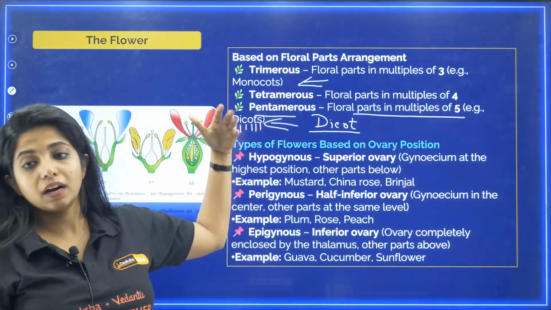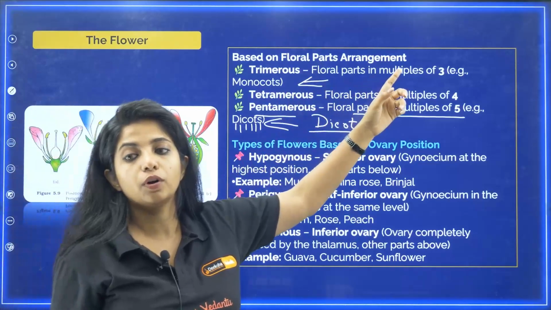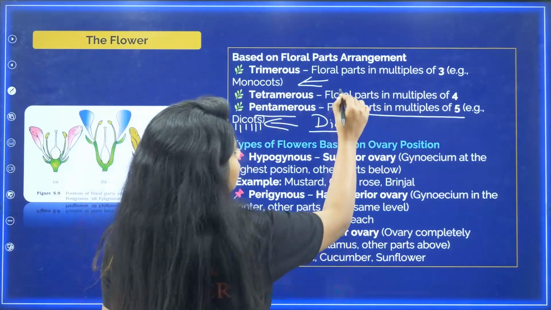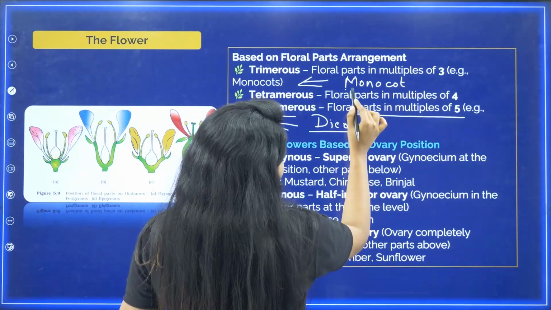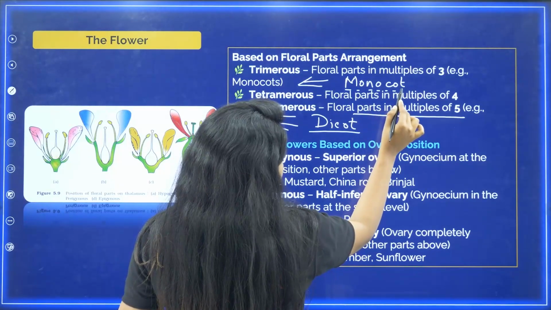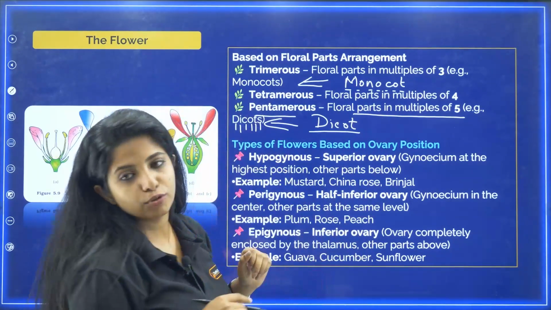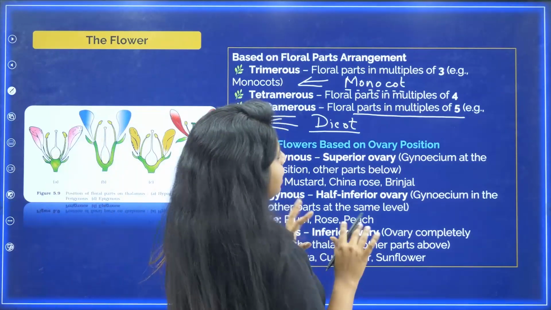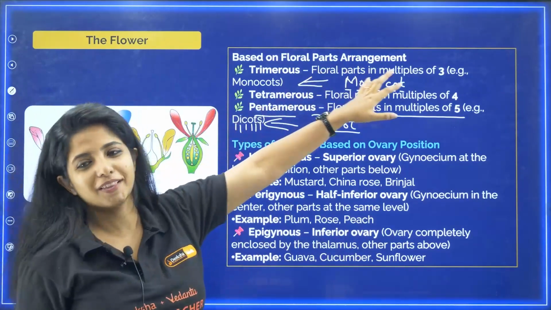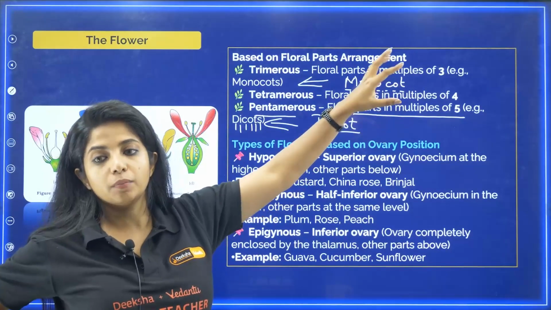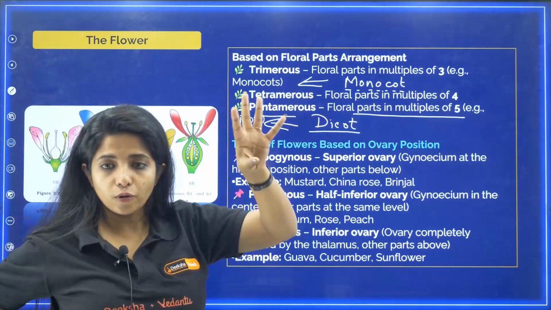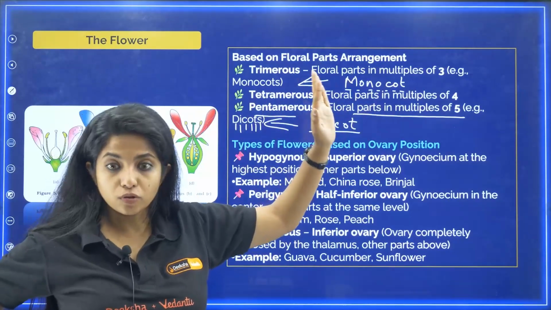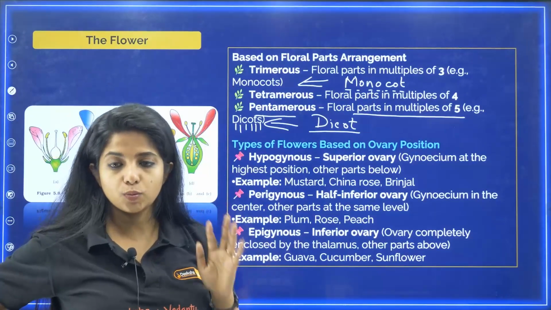Monocots, my dear children, are trimerous, that is, floral parts in multiples of 3. Okay, let me not use my brain, let it be like this only. So monocots are the ones that show the floral parts arrangement in multiples of 3, whereas here it is 5. Now tetramerous, as in 4. Floral parts in multiples of 4 is also seen in some types of plants as well.